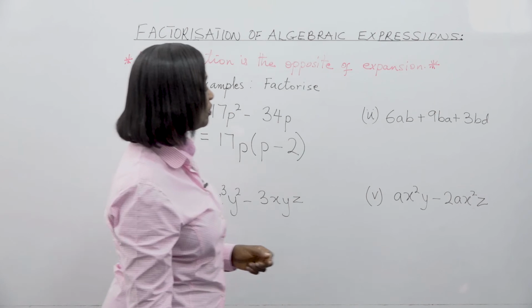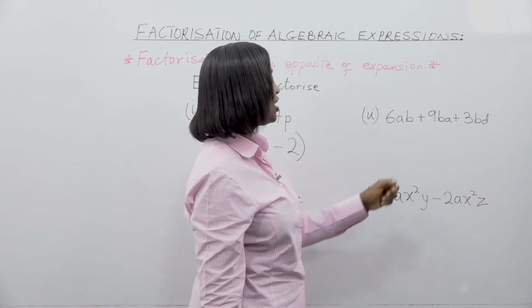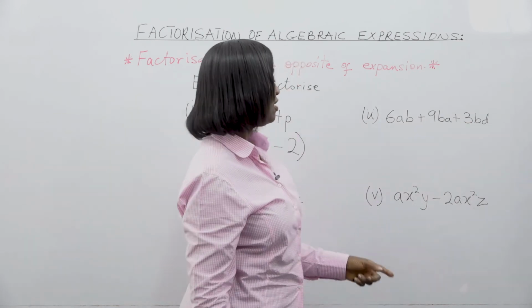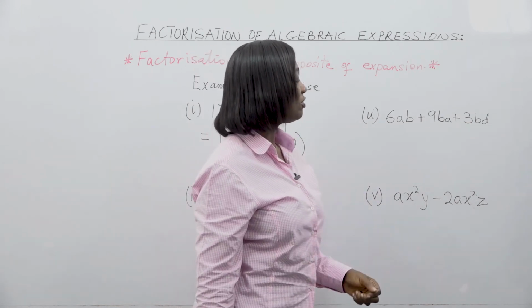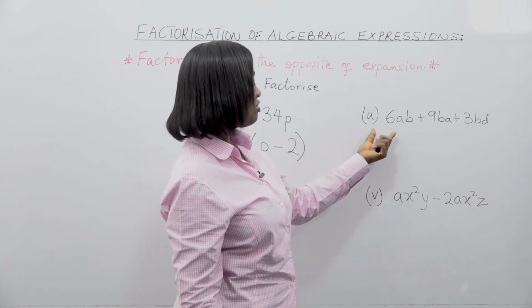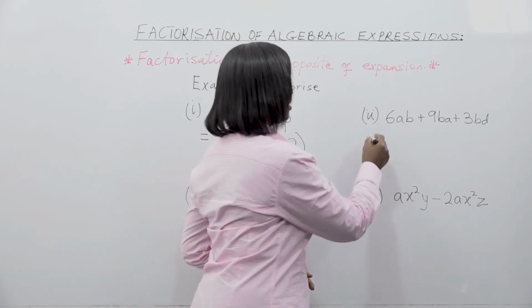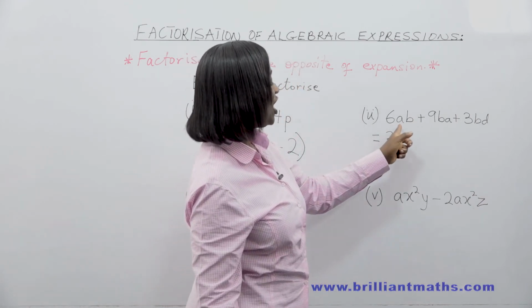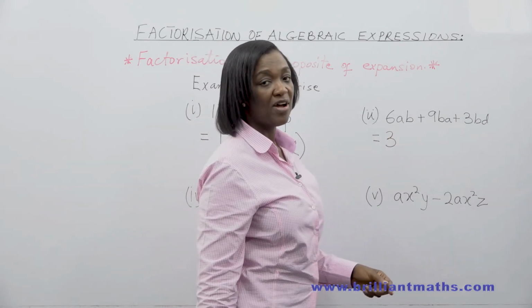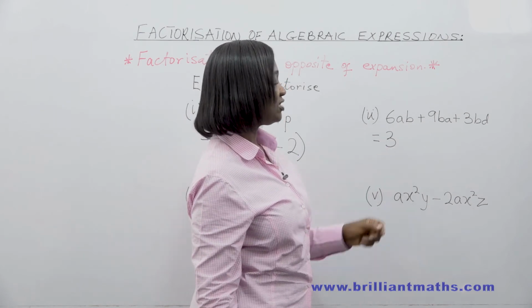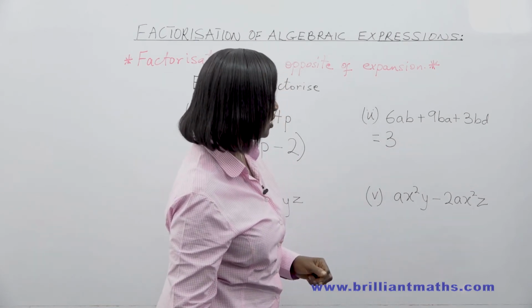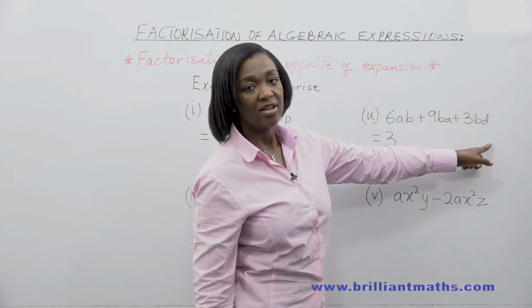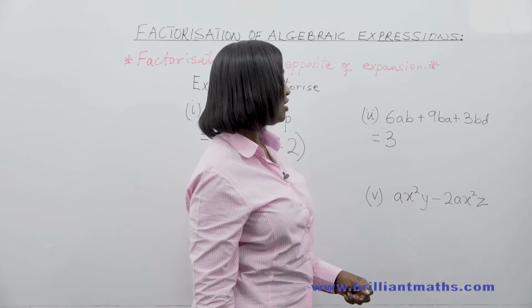For example 2, we have 6ab plus 9ba plus 3bd. What is common to all three terms? 3 is common, so we factorize it out. We're going to divide each of these terms by the factors. The first factor we found is 3. Let's find another one. A, but no A. So A is not a common factor.